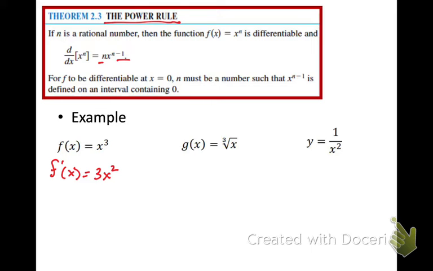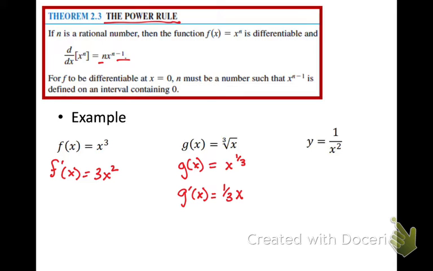Okay, in part of your assignment it says rewrite. This is the rewrite. We need to change the cube root into an exponent. So what exponent is the cube root? 1/3. So bring the exponent out front. So g prime of x equals 1/3 x to the 1/3.